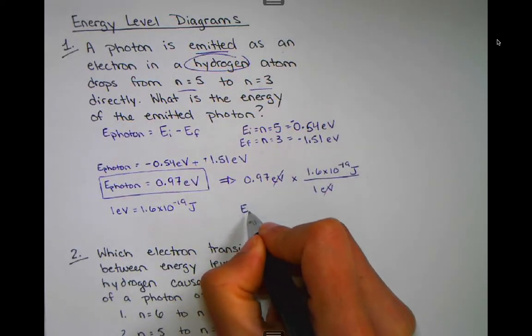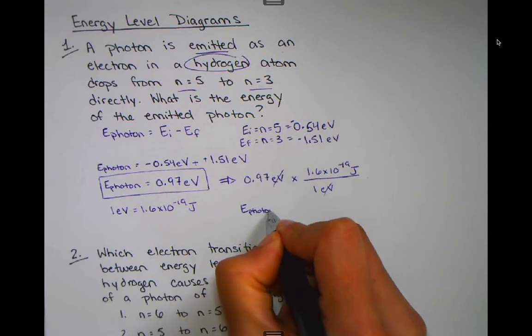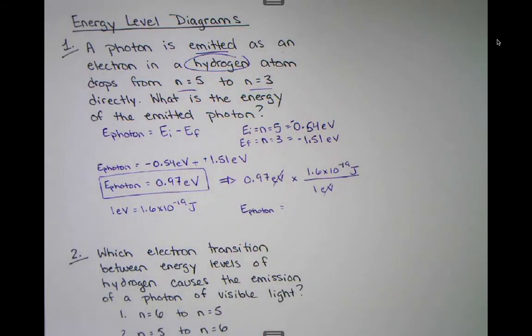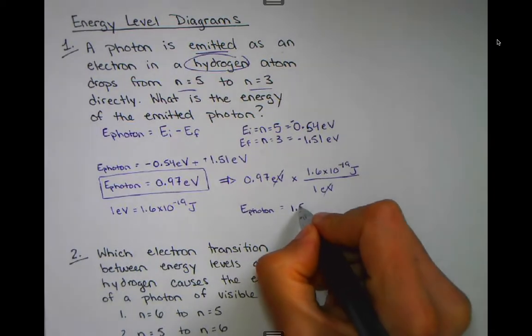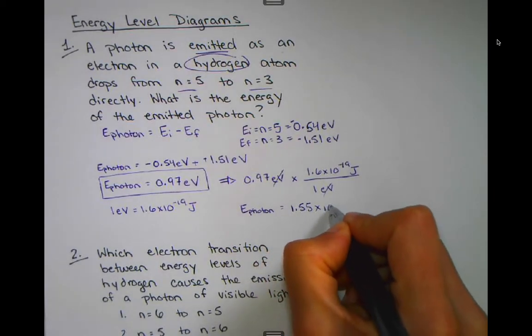And that means that the energy of this photon is equal to 1.55 times 10 to the negative 19 joules.